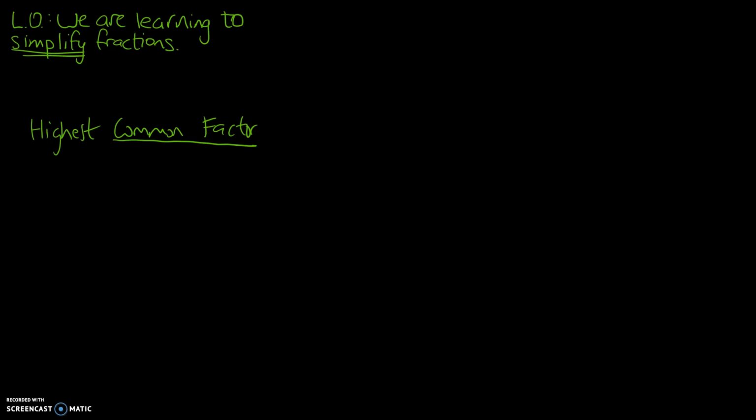So let's try 25 and 30. Let's try to list all the factors that they have in common. They can both be divided by 1. 30 can be divided by 2 as well, but 25 can't. 30 can be divided by 3, but 25 can't. Can't be divided by 4 for either of them. Both of them can be divided by 5 though.